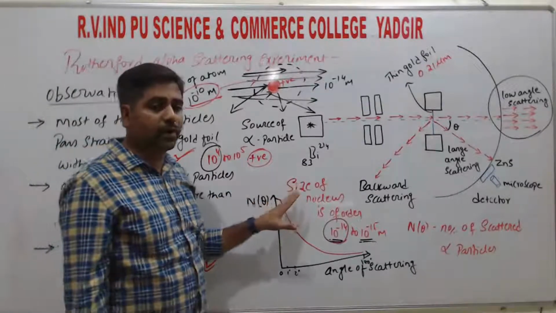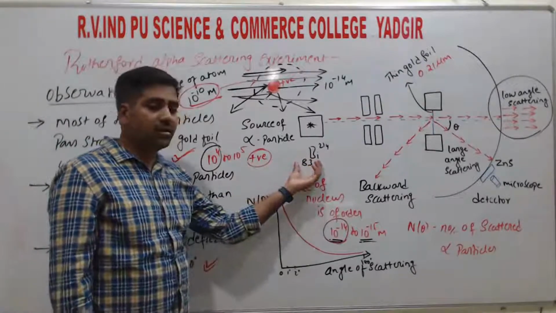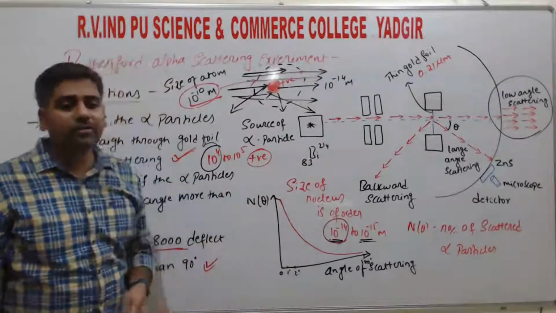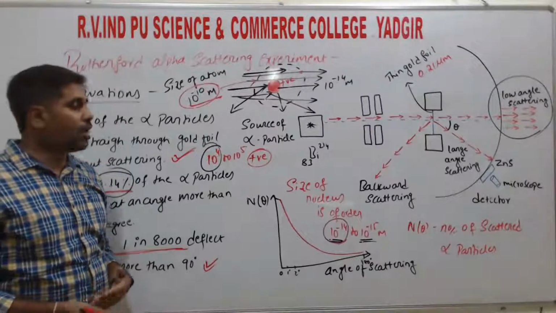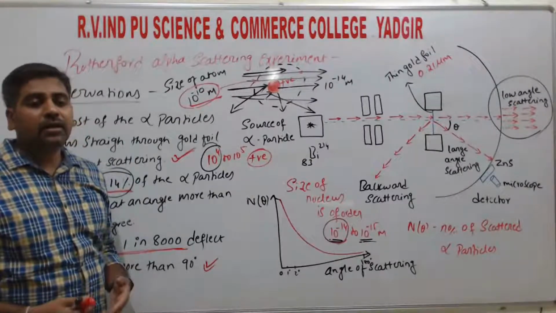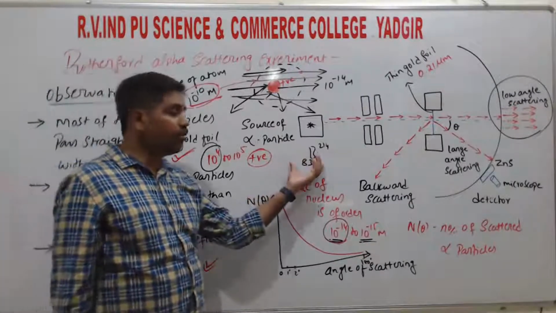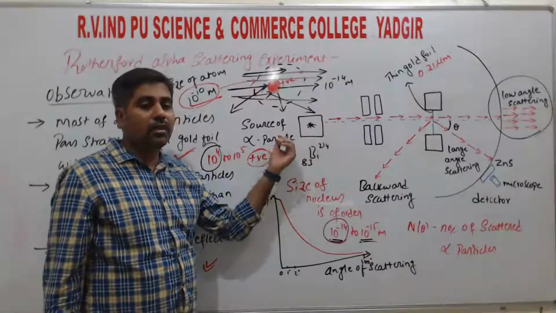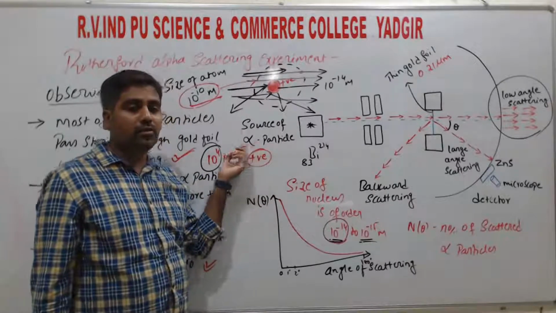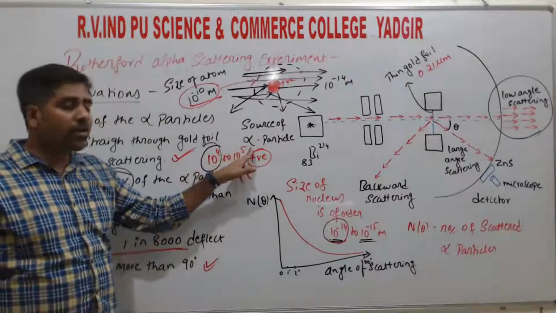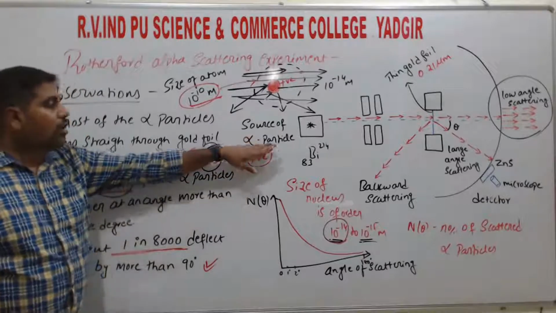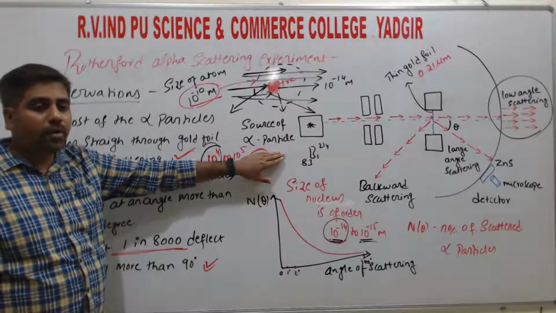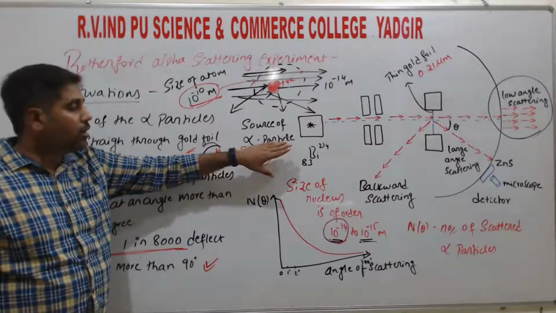So it is a very simple experiment. First we consider the source, that is, the radioactive source. What are radioactive sources? The sources which emit alpha particles, beta particles and gamma particles. Here, from bismuth, the source emits alpha particles. So what are alpha particles? Alpha particles are the nucleus of the helium atom.